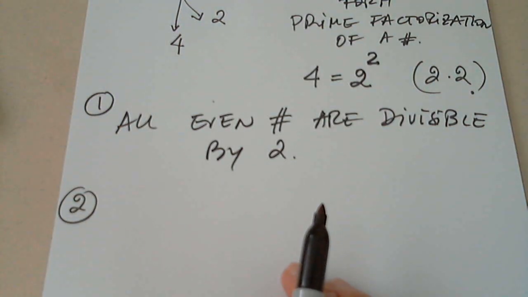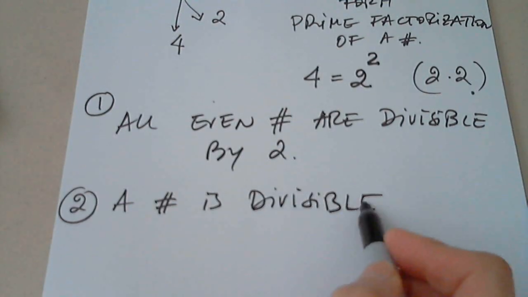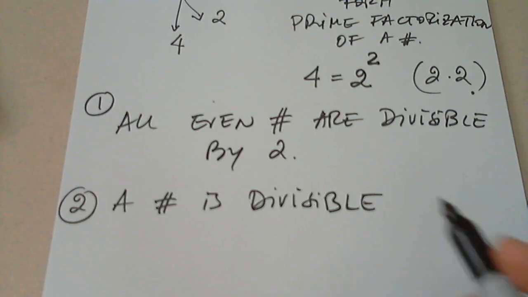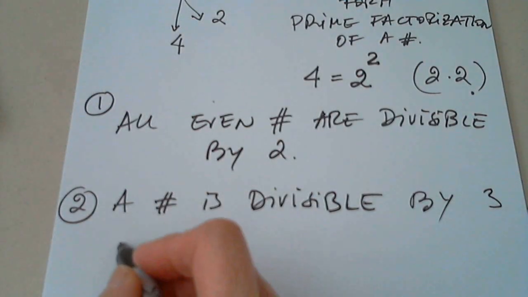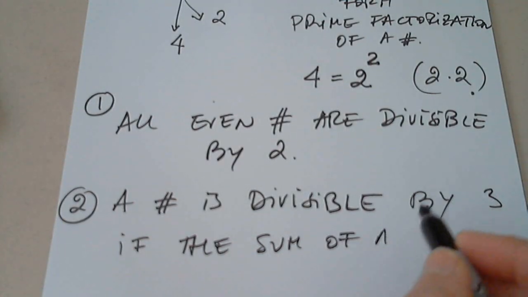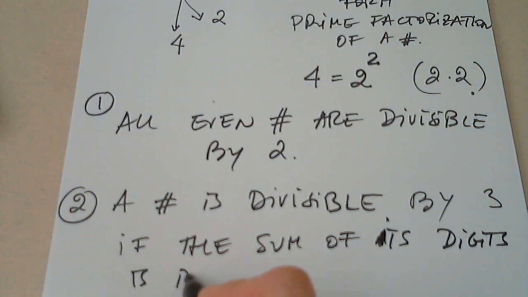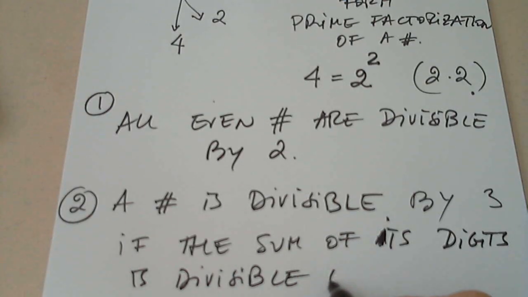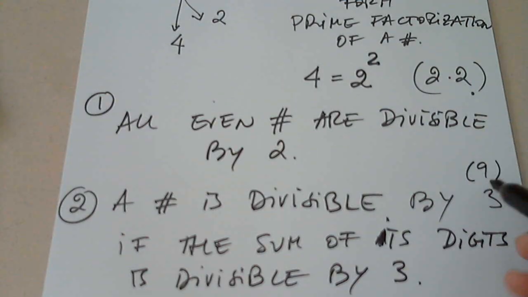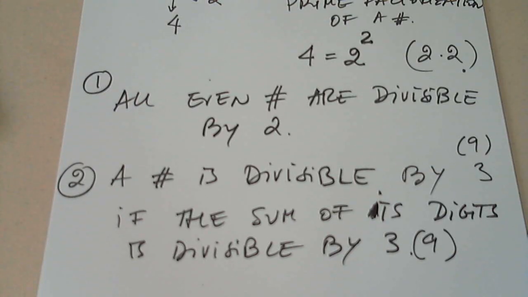Divisibility by 3. A number is divisible, in other words, can be divided evenly, by 3 if the sum of the digits, of its digits, is divisible by 3. I will put in parentheses also by 9, so I don't have to write the same rule twice. So 3 and 9 have the same rule.